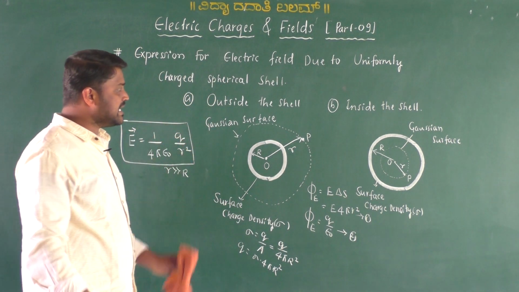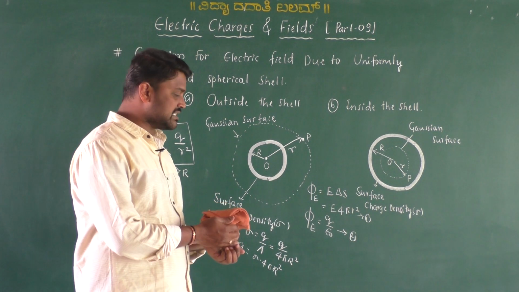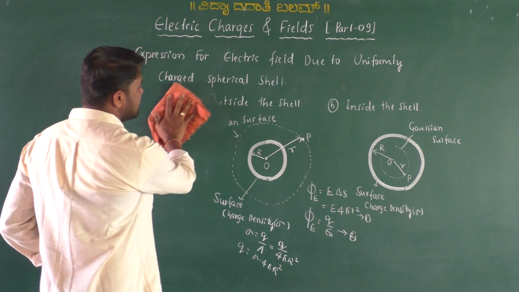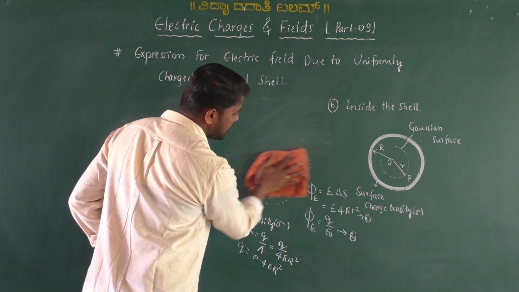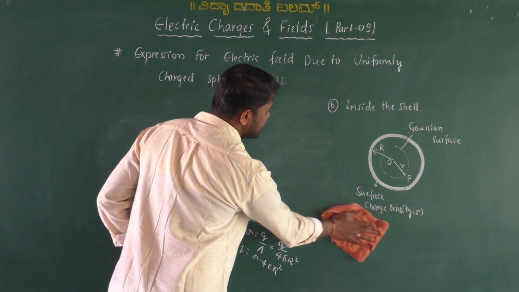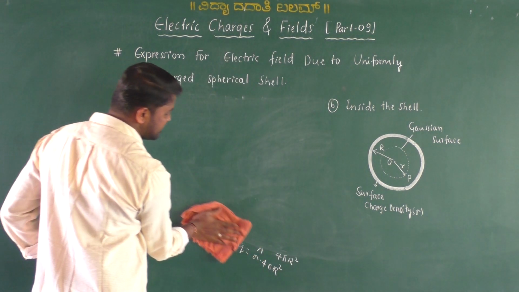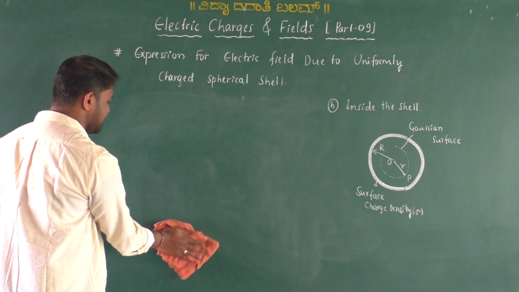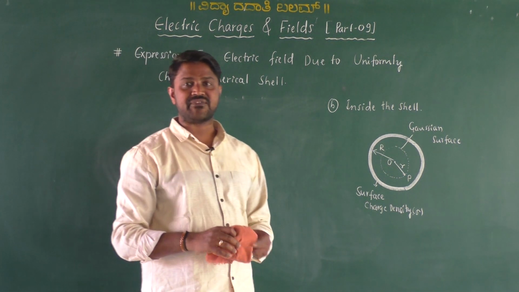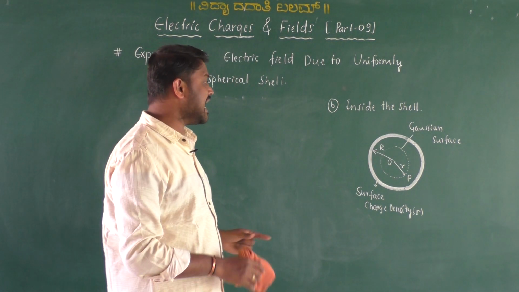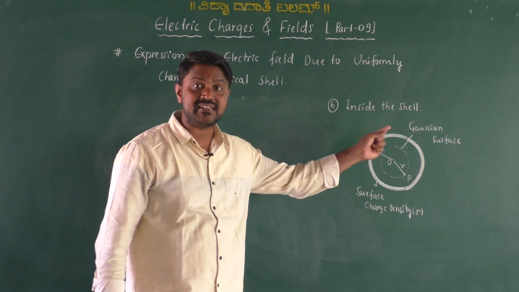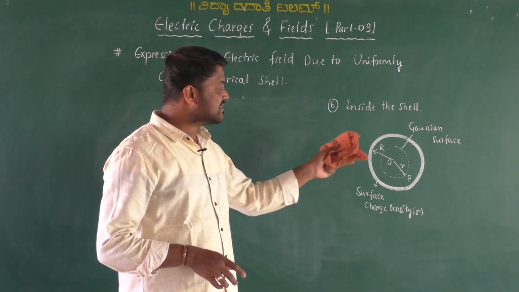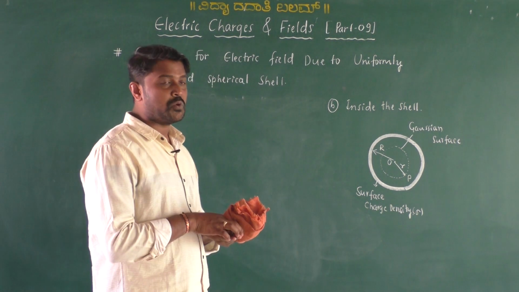After completing the electric field outside the shell, we move on to the next one, the field expression for inside the shell. We know there will be a surface charge density. The dotted line shows the Gaussian surface here. Let us calculate the electric field inside the shell. But there are no charges inside the shell. In the sense, the electric field inside the shell is 0. Then we can prove it mathematically.